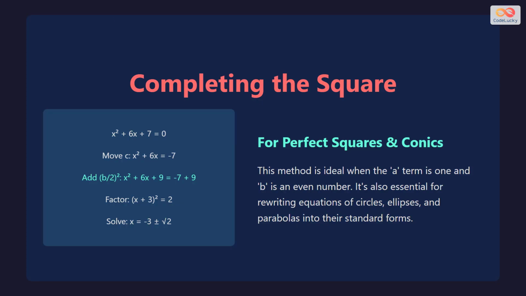Completing the square is a more specialized method. It's most efficient when your a term is 1 and your b term is an even number. These conditions make the process much cleaner. This method is also critically important when you're working with conic sections because it helps you convert the equations for circles, parabolas, and ellipses into their standard, more useful forms.